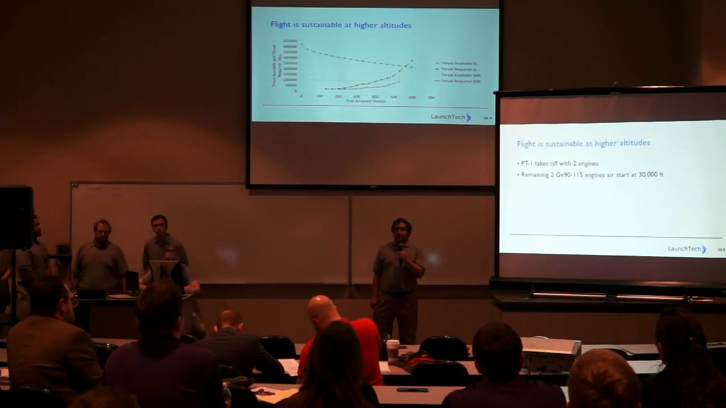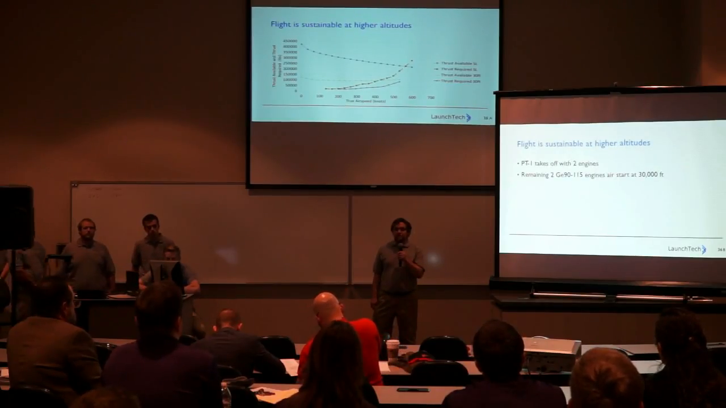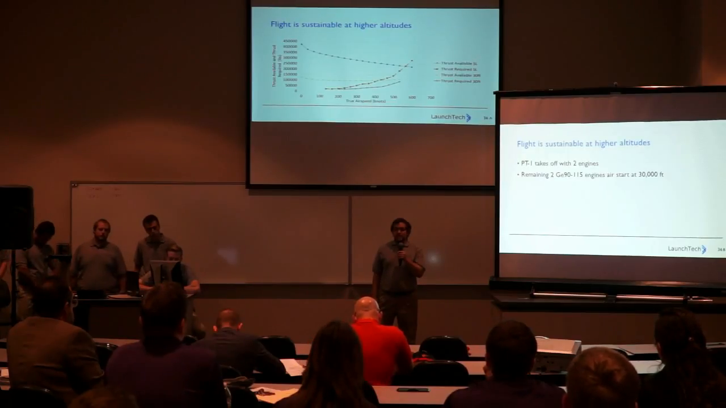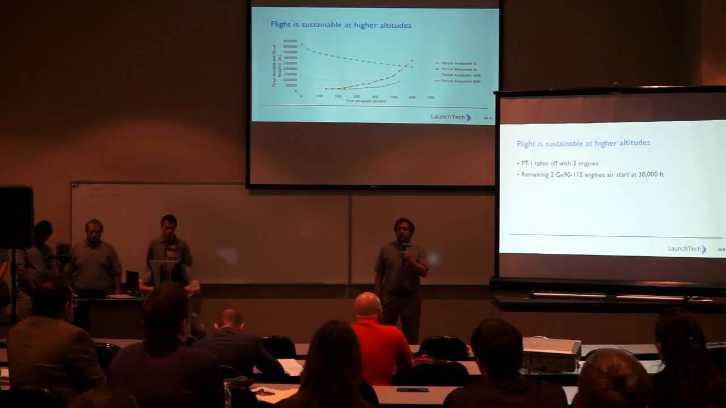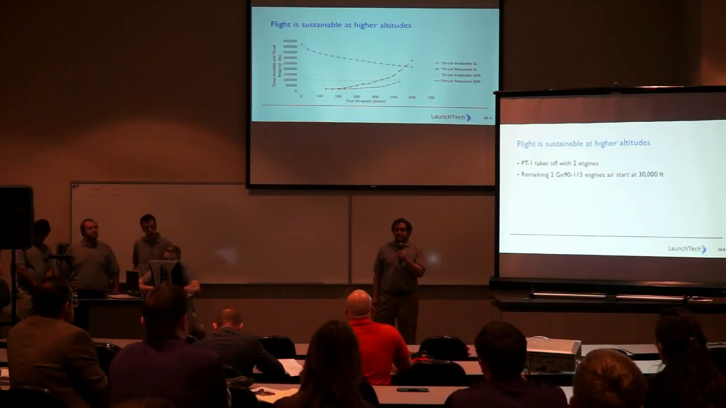Shown on the primary slide is the thrust available versus thrust required for sea level and 30,000 feet. The current plan is for the PT-1 to take off with 2 engines and air start the remaining 2 at 30,000 feet due to the excess of thrust available at these altitudes.